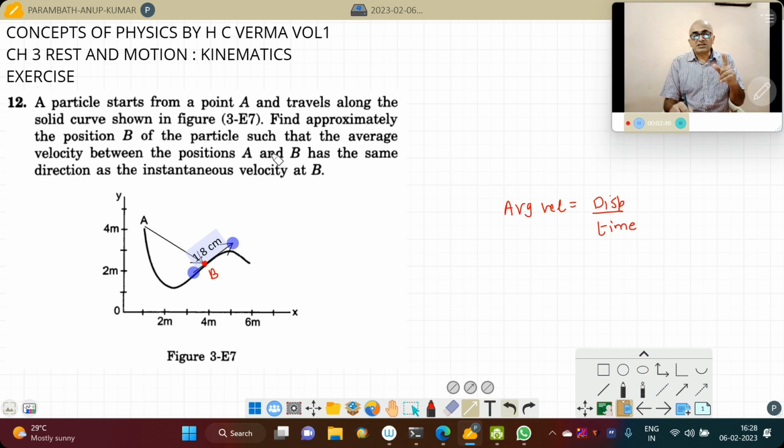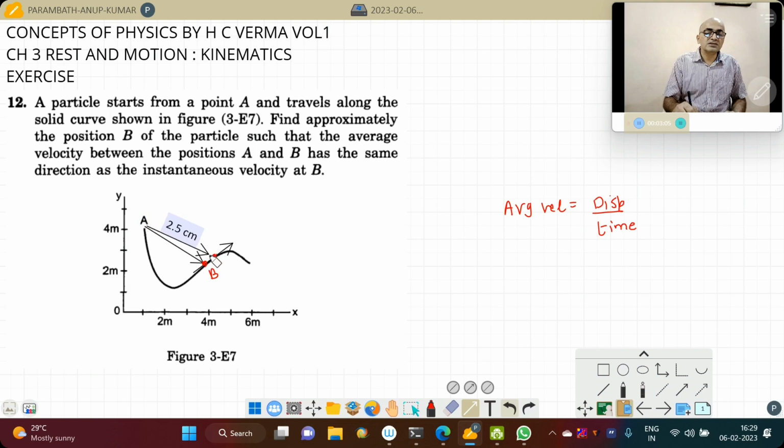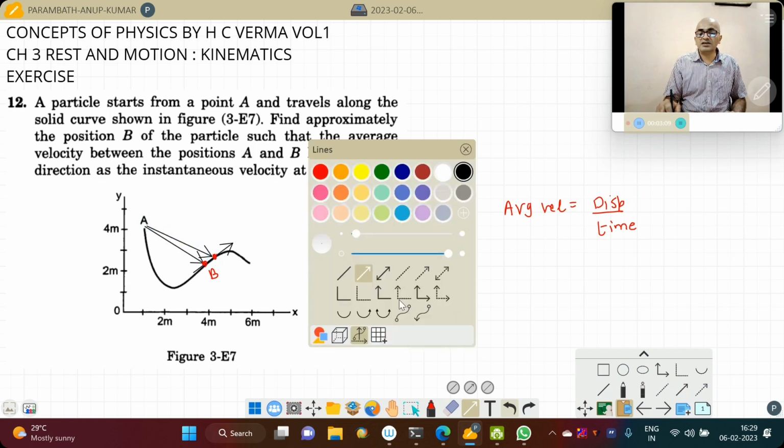His question is asking for the position such that the average velocity between positions A and B has the same direction as the instantaneous velocity at B. So if I shift B a little bit, for example, let us shift to a location here, at that moment the average velocity will have a direction like this, and the instantaneous velocity will accordingly be like this.